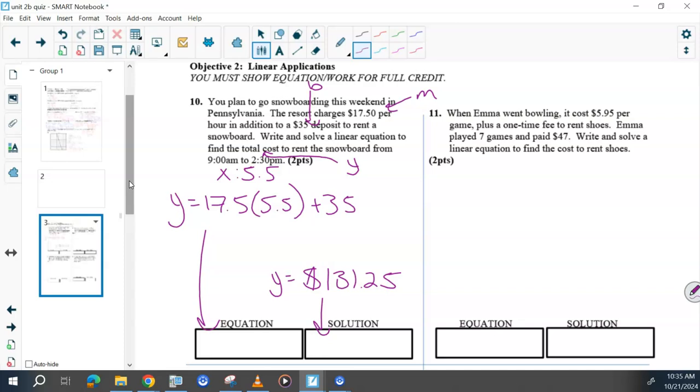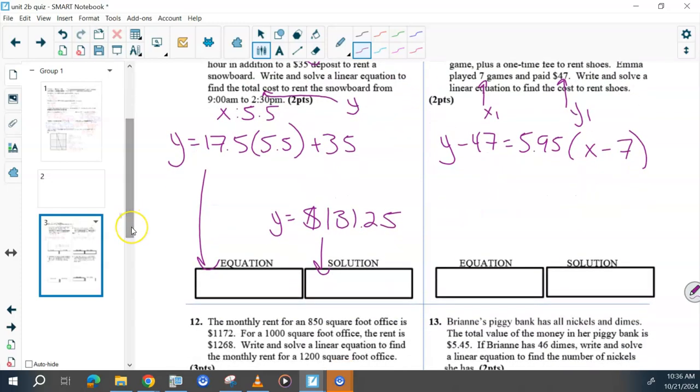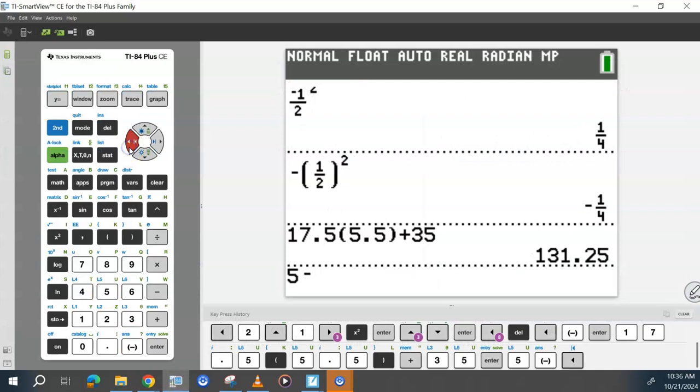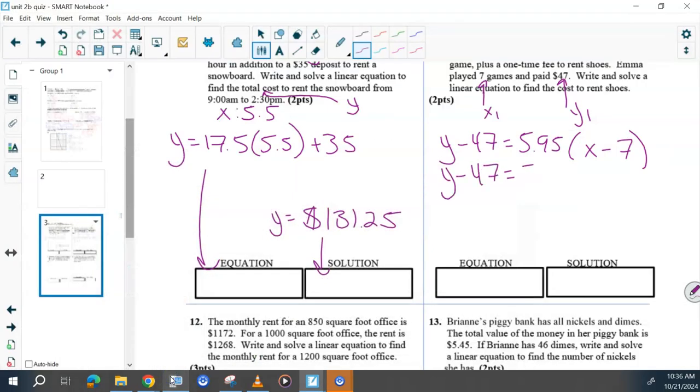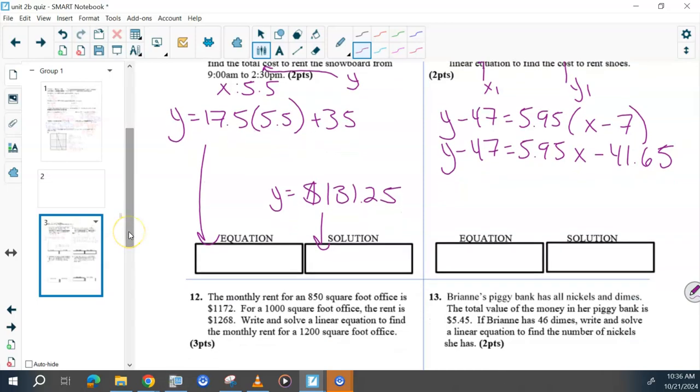Right. In 11, we have M, we have an X, and we have a Y. But because we're not given a b, we're going to use our point slope in this one. So this would be x1 and y1, so that we can create an equation to find the cost to rent shoes. So y minus 47 equals 595 times x minus 7. Distribute the 595. And add 47 to both sides.